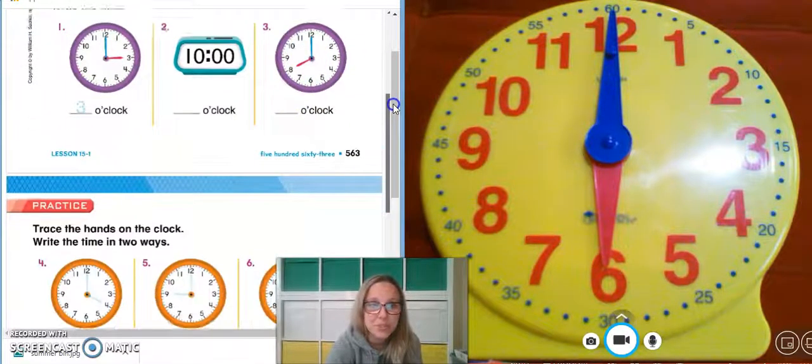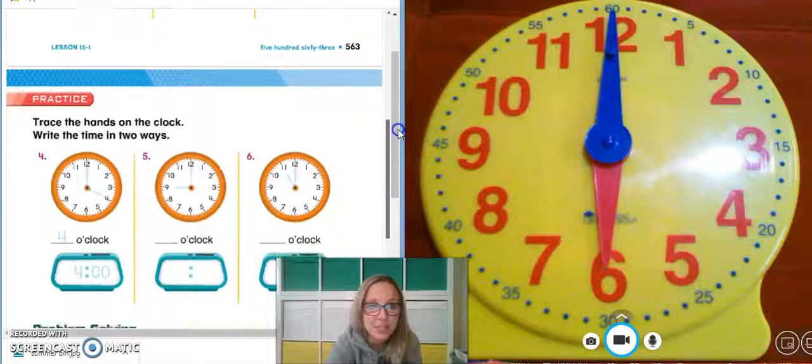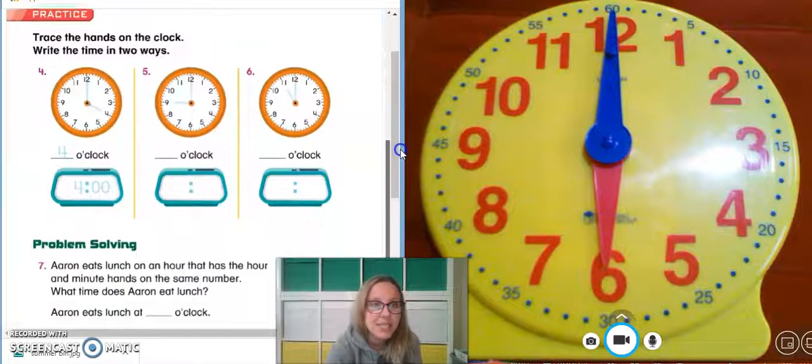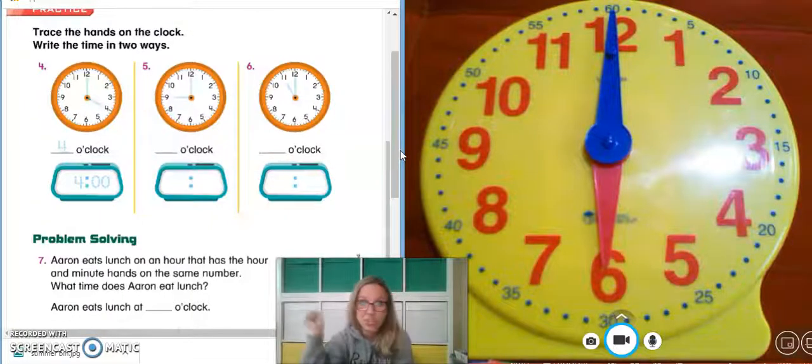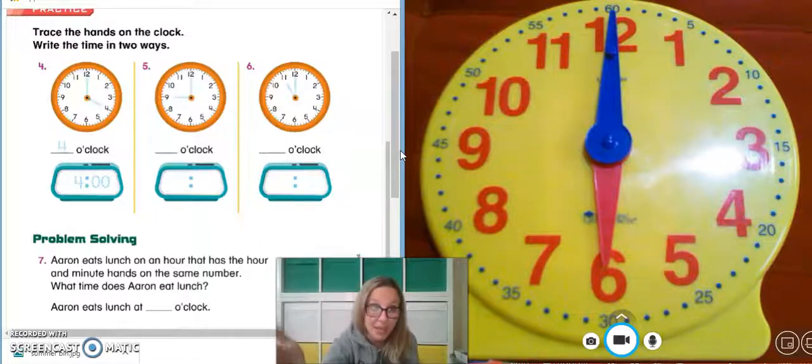We'll go down to the next one. It says, trace the hands on the clock and write the time in 2 ways. Now, before you just start tracing them, if you want to use red for the short one and blue for the long one, you may. If you'd rather just use your pencil, you may. But make sure you're not just drawing the lines all the way to the ends of the clock. Make sure that your minute hand is the long one that stretches to the edge, and that your hour hand is the short one that only comes to the numbers.